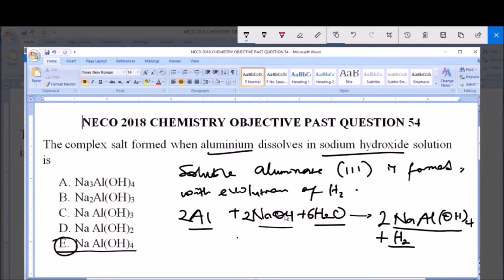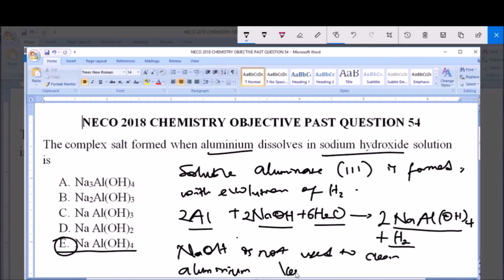And this is the reason why sodium hydroxide is never used to clean aluminium vessels. So that is why sodium hydroxide, also known as caustic soda, is not used to clean aluminium vessels, because it will definitely react with the aluminium to produce aluminate 3. So the answer to this question is option E, aluminate 3. So aluminium dissolves in sodium hydroxide to form this.